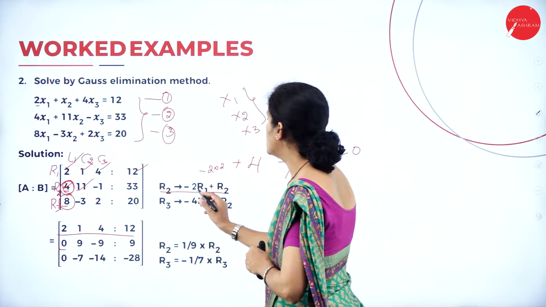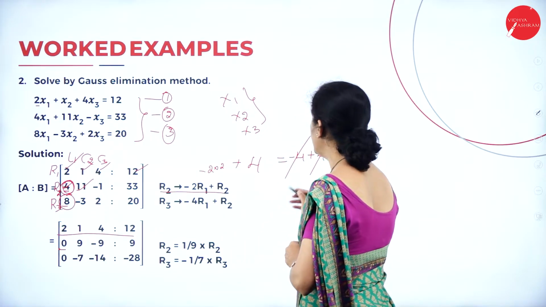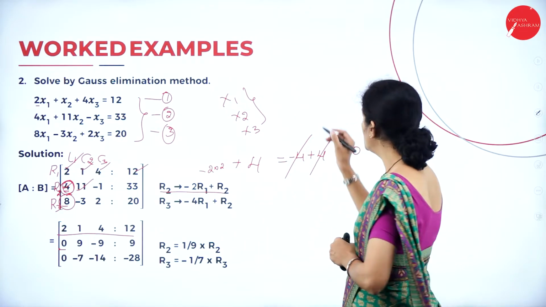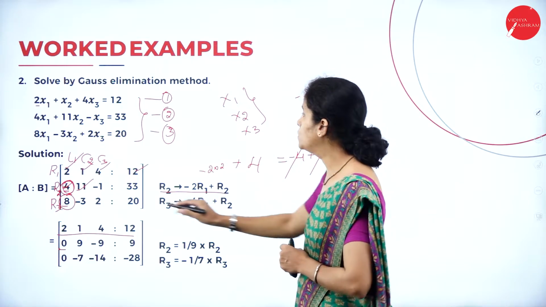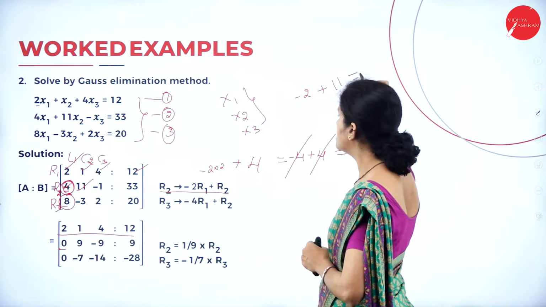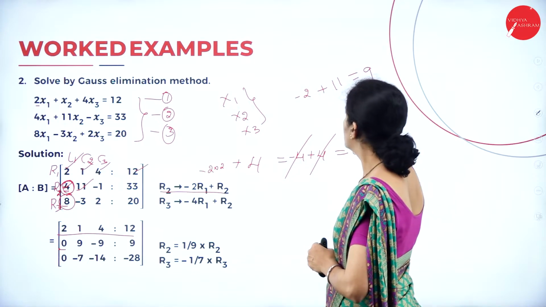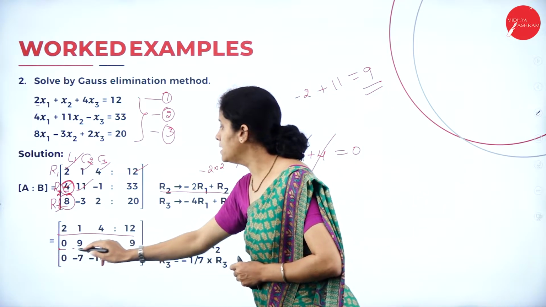Now see here, what is my 2R1? It is 1. 1 into minus 2, it is minus 2. Then plus R2. R2 is 11. So what is the answer I'm going to get? It is 9. Minus 2 plus 11, that's nothing but 9.